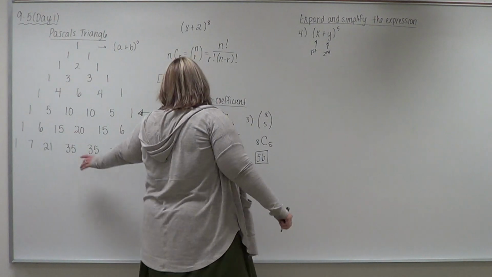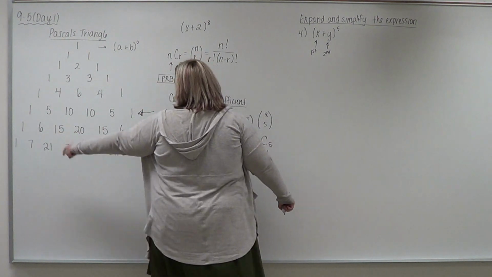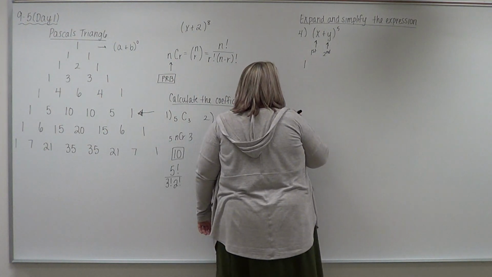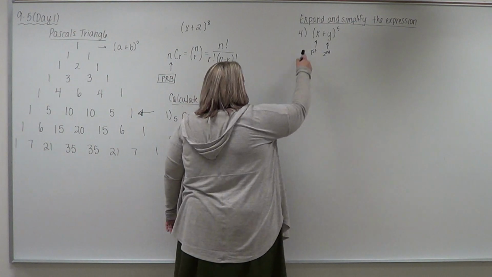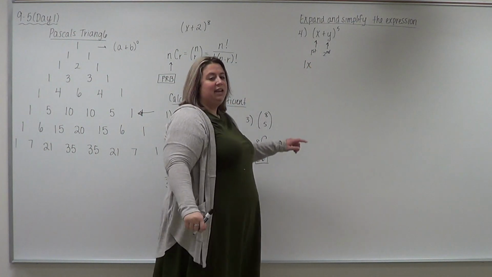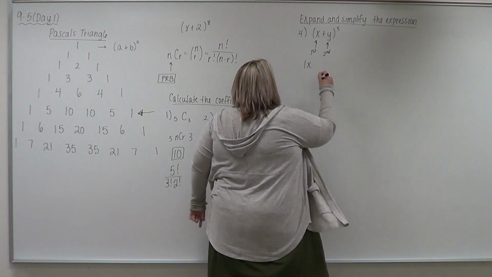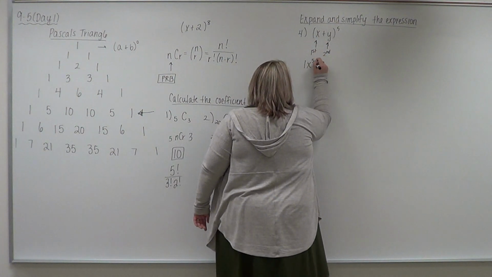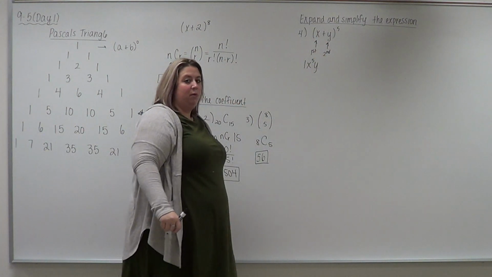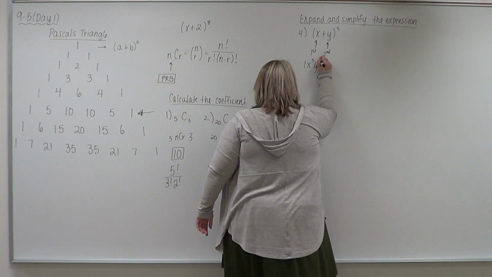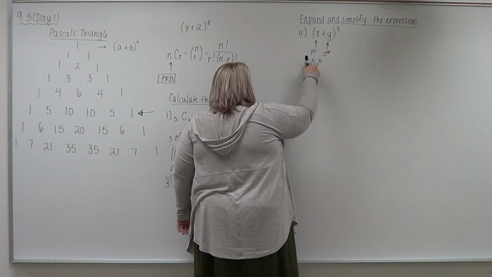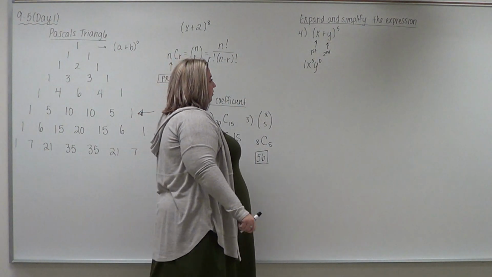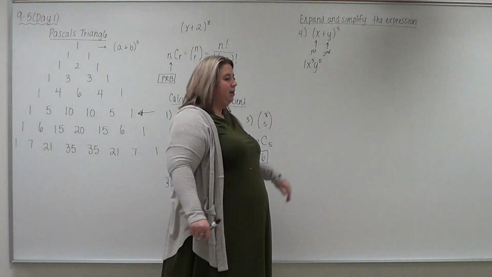Okay, so here's what you do. You take your first coefficient, which is 1. Then I take that times my first term to the highest exponent. My first term would be x, and the highest exponent is whatever's up here, so that would be to the 5th. Times my second term, which is y, to the lowest exponent. The lowest possible exponent is 0. When I add my exponents together, they should equal the exponent up there, so 5 plus 0 is 5. We'll simplify after we get all the terms done.